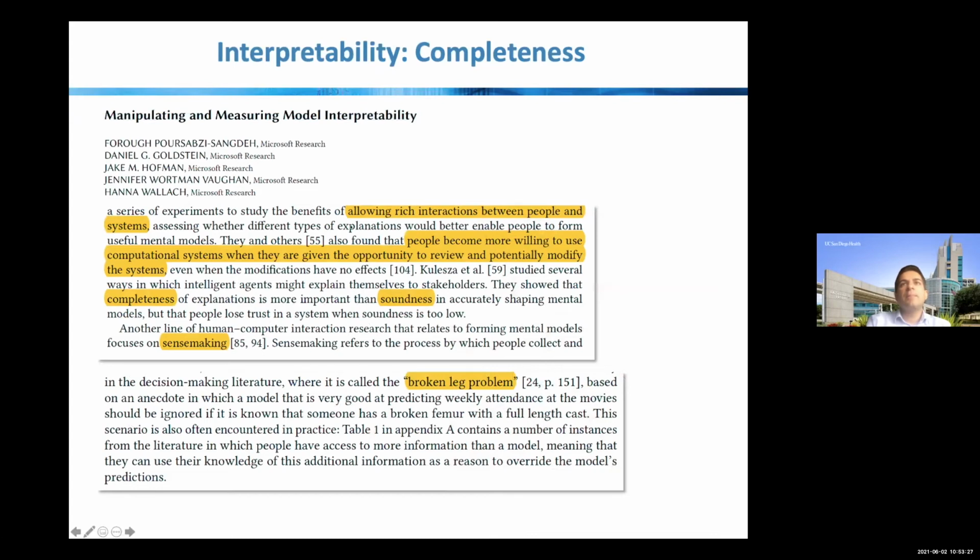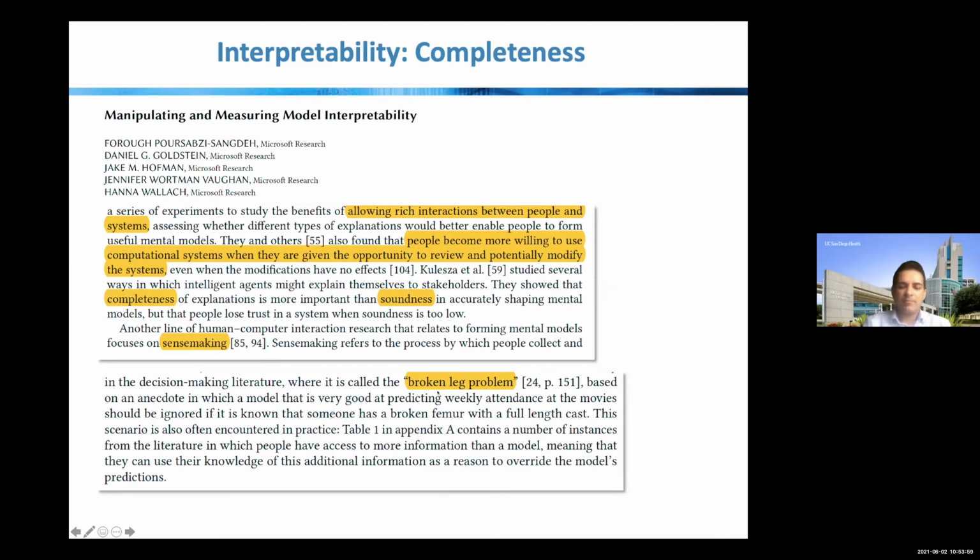Here is a publication that I came across and highly recommend everybody read. This is by Hannah Wallach's group from Microsoft Research. She looked at interpretability in a very different context. But one of the conclusions in the paper is that users of AI prefer completeness of explanation over soundness of explanation. They want to see a very complete picture. And she used the term broken leg problem.